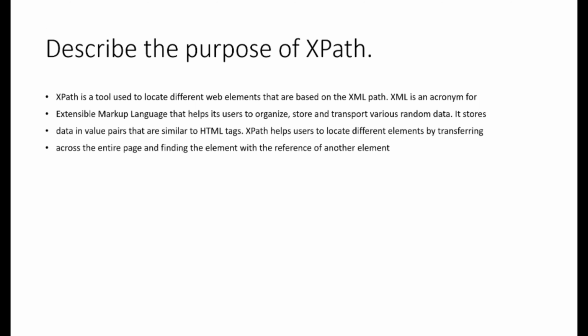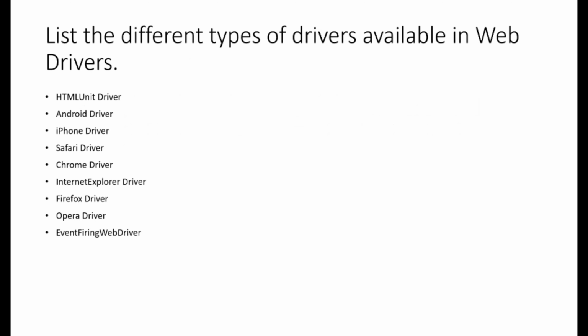Describe the purpose of XPath. XPath is a tool used to locate different web elements that are based on an XML path. XML is an acronym for Extensible Markup Language that helps its user to organize, store, and transport queries and random data. It stores data and value pairs that are similar to HTML tags. XPath helps users to locate different elements by traversing across the entire page and finding the element relative to another element.